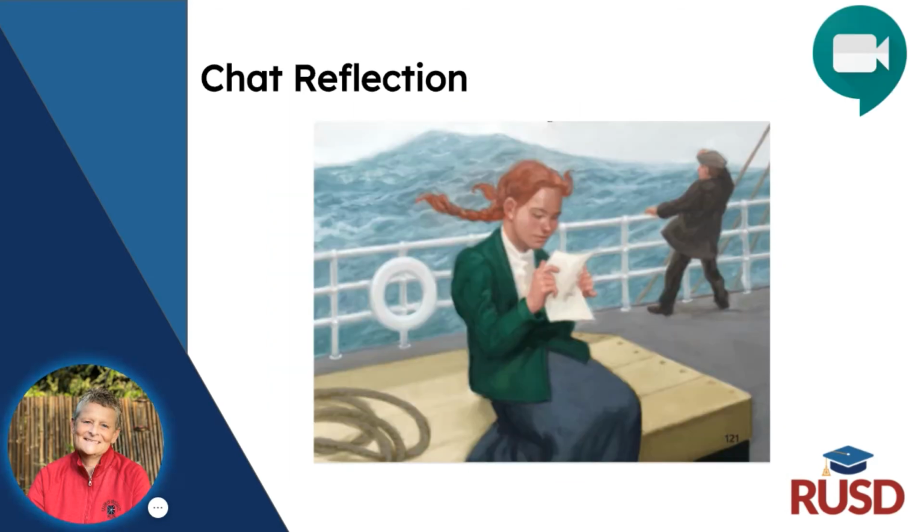In order to check for understanding, I can have a chat reflection by asking a question and having the students respond in the chat. In this case, I might ask them to look at this illustration and tell me how they know it is a historical fiction piece. In order that all students are participating, I will use a strategy called Chat Waterfall, whereby all students type their answers in, but they don't hit enter until I play a song.